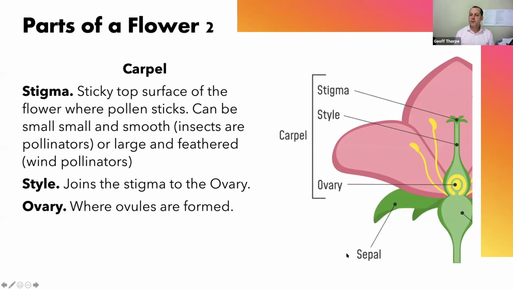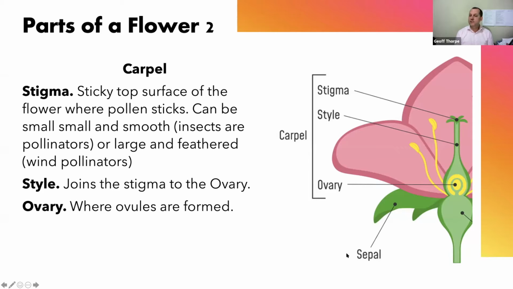So zooming in a bit closer on the carpel, which was the female part, we have the stigma, which is the sticky top surface of the flower where the pollen sticks. That's where it wants to receive the pollen that's come from somewhere else. It can be small and smooth if insects are the pollinators, or it can be very large and feathered if wind is the pollinator.